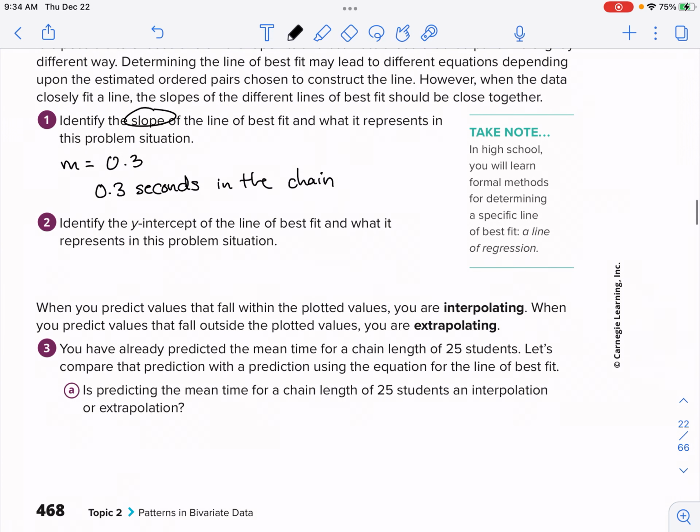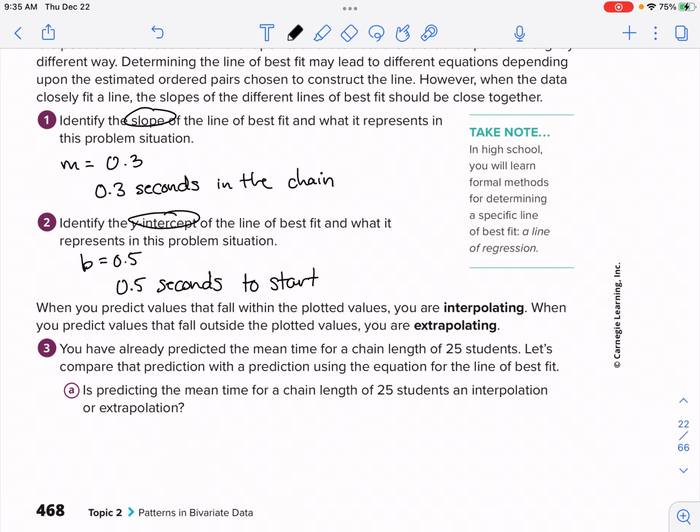And identify the y-intercept, right? That was b equal to 0.3. So what this means is the y-intercept represents the mean time in seconds for the chain length of 0 students. So this is where we begin. So we begin with 0.5 seconds to start. So maybe that was 0.5 seconds to grab the book and pass it. It's very close to 0.3, but that's where we begin.